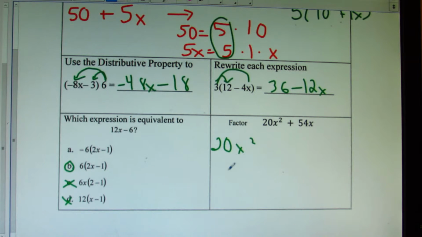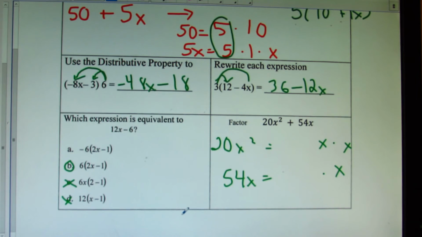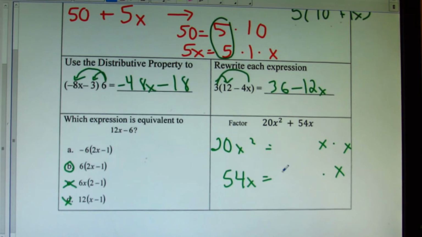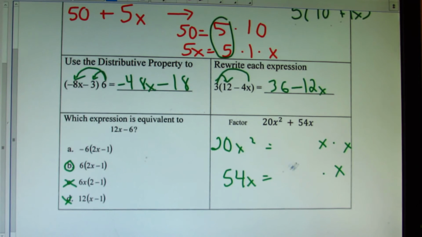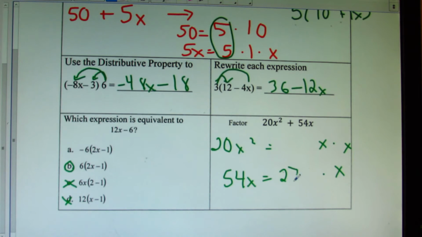20x squared, 54x. What do they have in common? Let's see. I have an x, I have an x, I have an x here. 9 times 6, no. Times 2, yeah. What's times 2 is 54. Is that 27? And 2 times 10, that'll work. They have 2 in common. They also have an x in common.